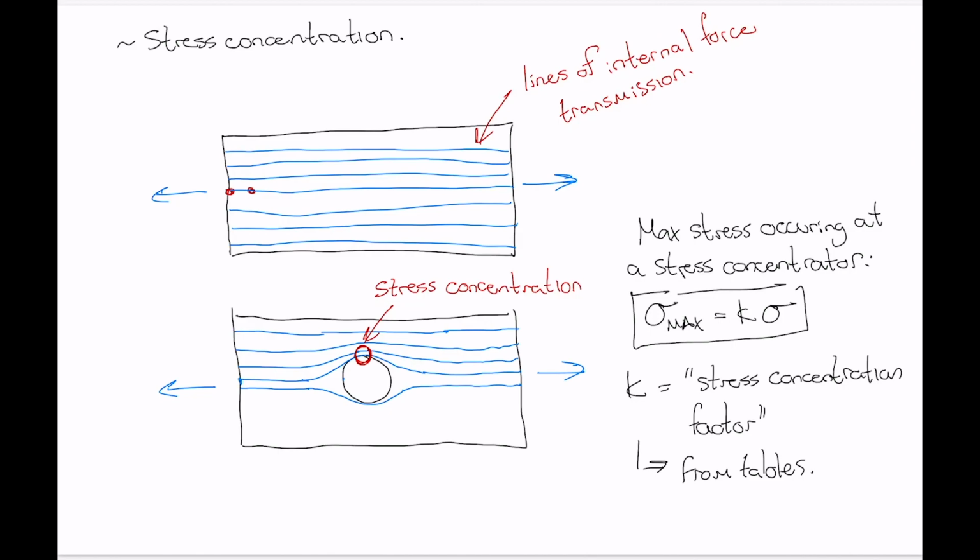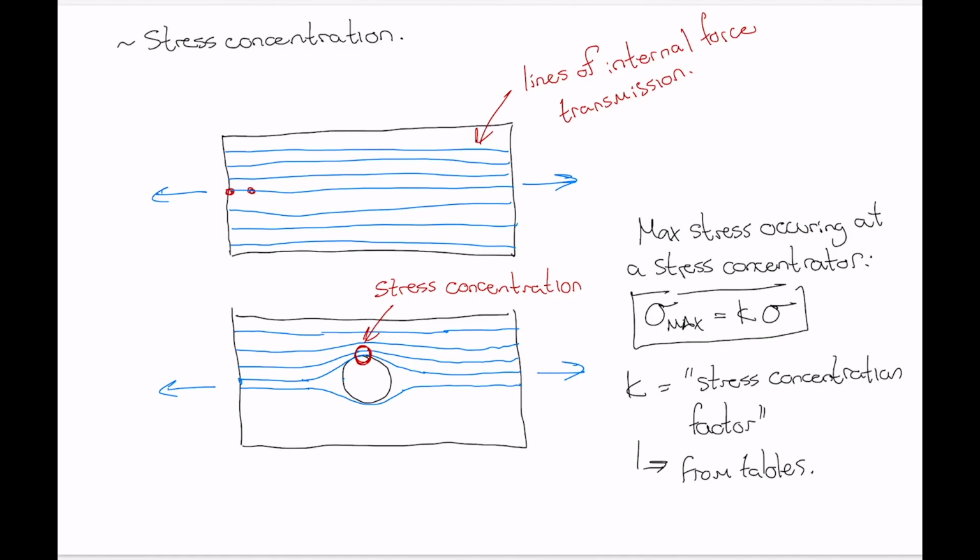You'll have a point of stress concentration like this whenever you have a change in cross-section to an object. So again, it could be a hole in a plate or an object. It could be a change of width or a change of diameter. Anytime you get a change in cross-section, you have an area of stress concentration.